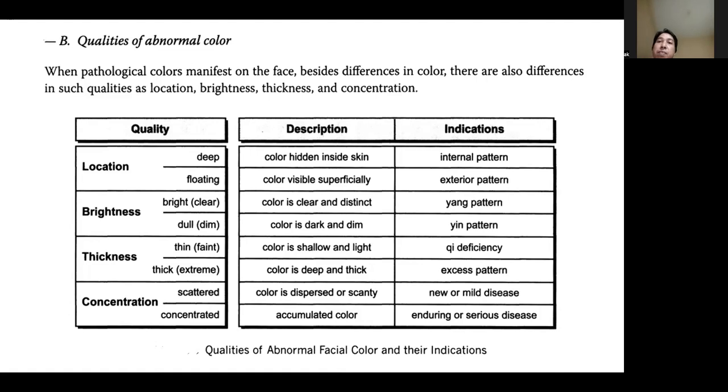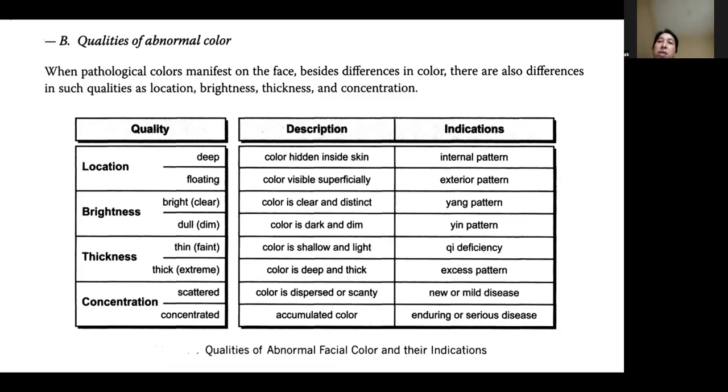In brightness, bright and dull. The description is color is clear and distinct, and color is dark and dim. The one that is clear and distinct is the yang pattern, and the color that is dark and dim is the yin pattern. Thickness, thin and thick. The description of this color is shallow and light. The indication of this is qi deficiency. The description is color is deep and thick, and the indication is excess pattern.